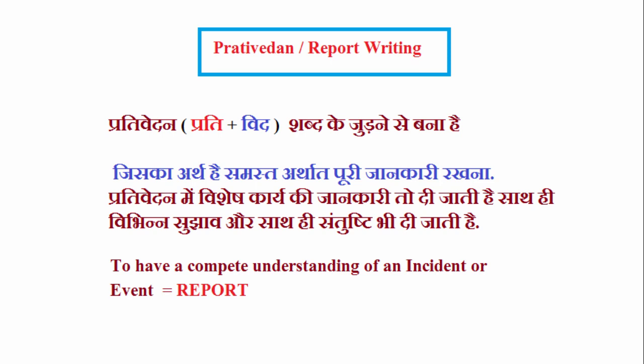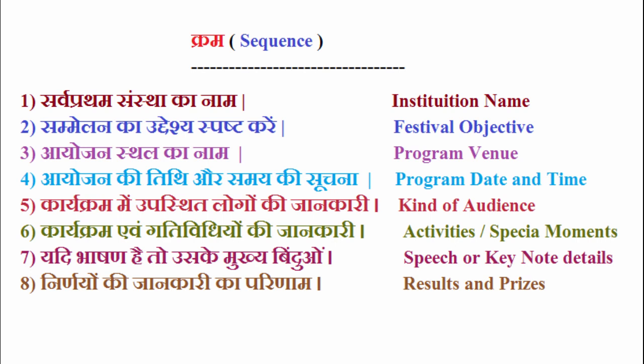So let's start the pattern. Let's take the points in sequence. Write it down. Number 1, सर्वप्रथम संस्था का नाम. That means you write the institution name. Number 2, सम्मेलन का उद्देश्य स्पष्ट करें. So considering it is a gathering, explain the idea of that gathering and the main objective of that function.